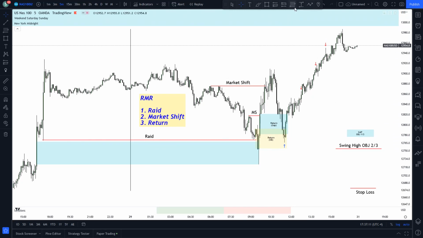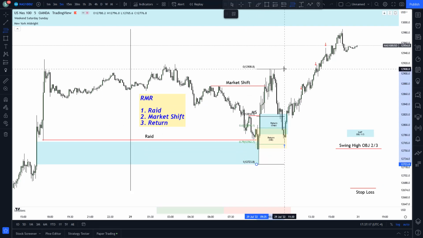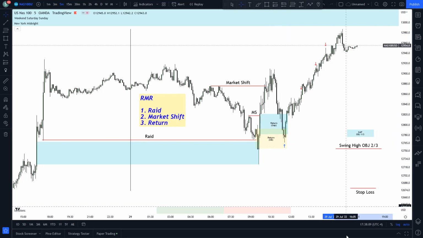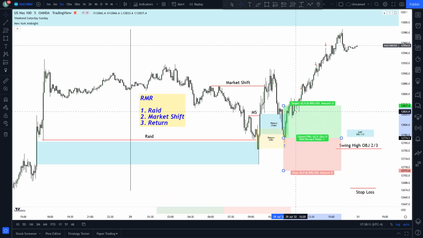And finally, another method you could use is a Fibonacci. So if we draw an anchor point from the bottom of the raid to the top of the shift and extend that out, anywhere below this 50% line would be a fair price to long as well. So our entry in this case, we managed to get our position right there.